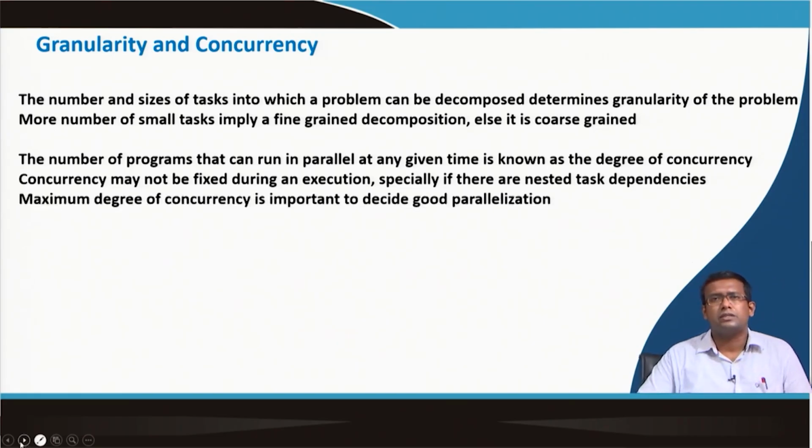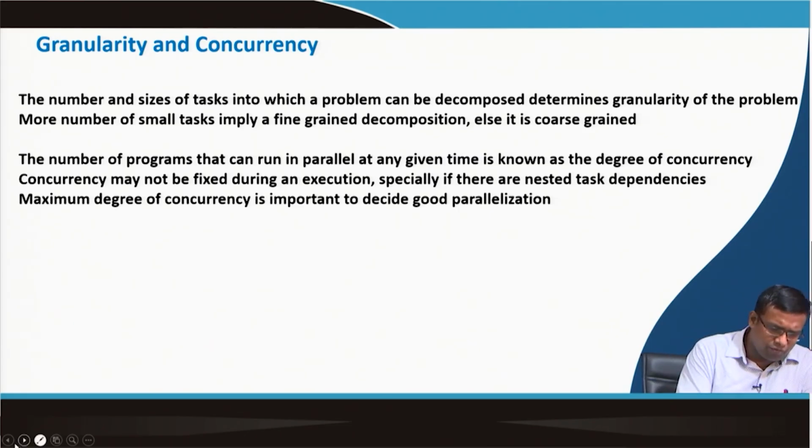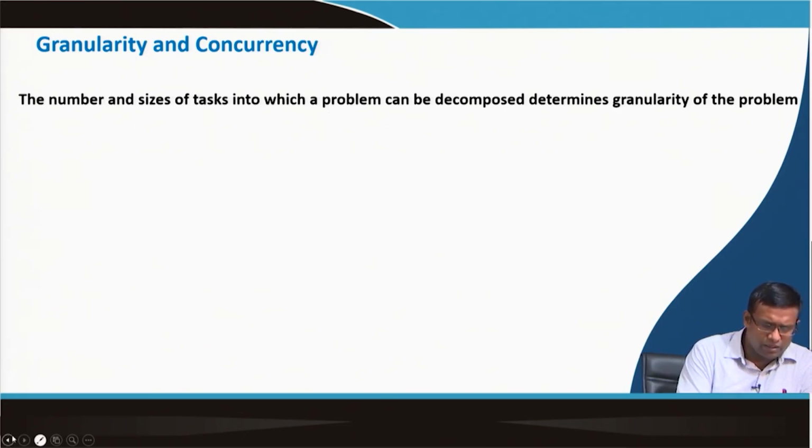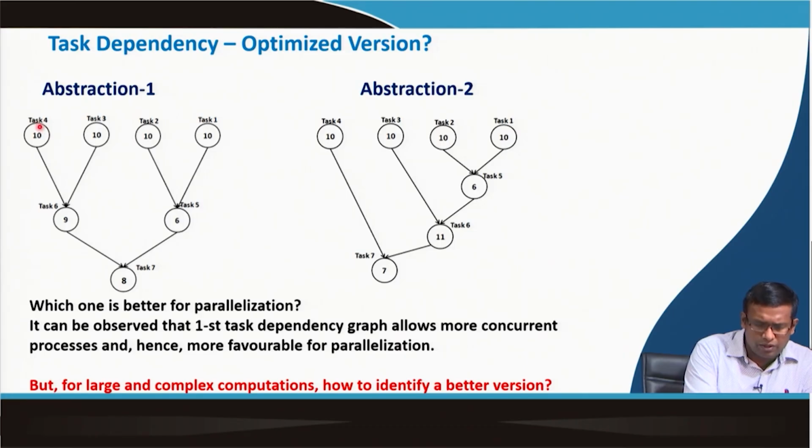Maximum degree of concurrency is important to decide good parallelization: at any point of time, or across different stages of the program, what is the maximum number of tasks being executed in parallel. That is the maximum number of processors I can devote to solving the problem. And in the previous example, if we go back, the degree of concurrency is 4 here, 2 here, 1 here, 4 here and the rest 1. Therefore, the maximum degree of concurrency is 4 for both the cases.